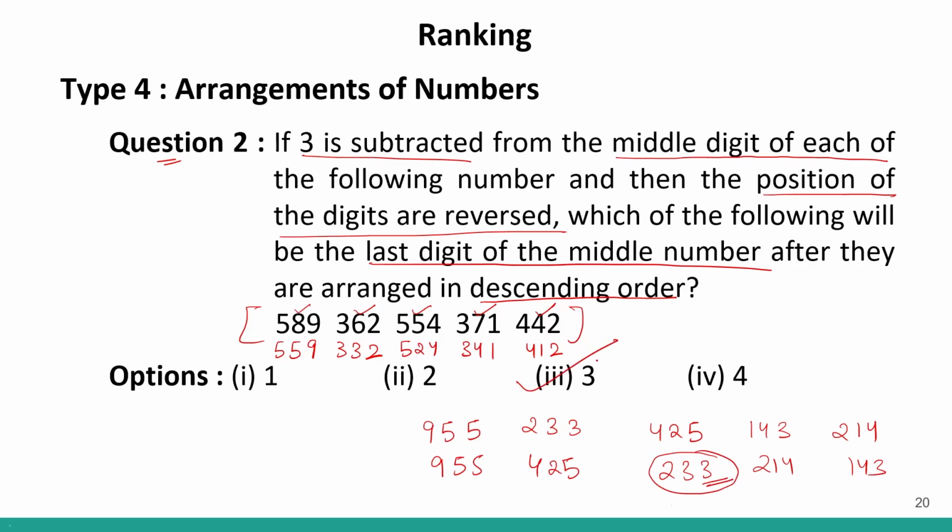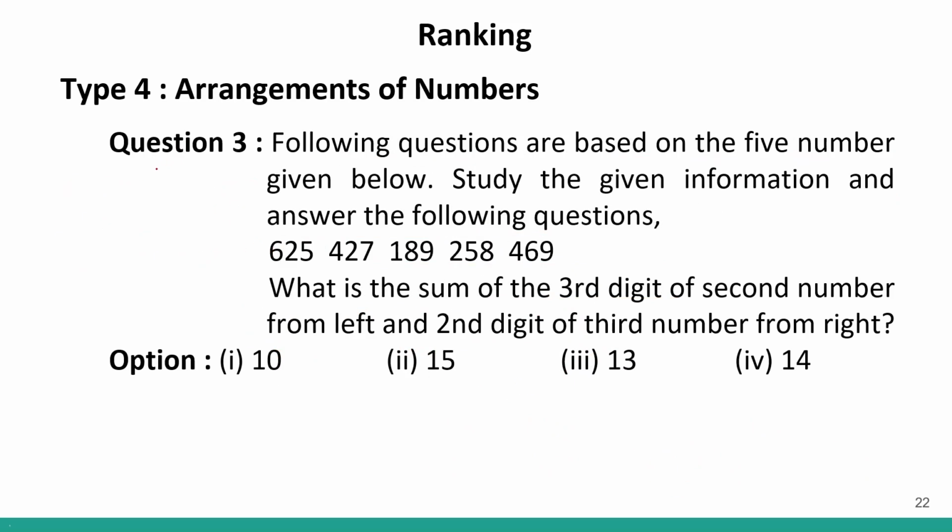So basically we had to do 3 operations. The first operation was subtraction of 3 from the middle digit. The second operation was reversing the digits. The third operation was to arrange them in decreasing or descending order. Correct? So these 3 operations were carried out. Then we had to find the last digit of the middle number. That will be 3. So my answer will be 3. Clear? Now, question number 3.